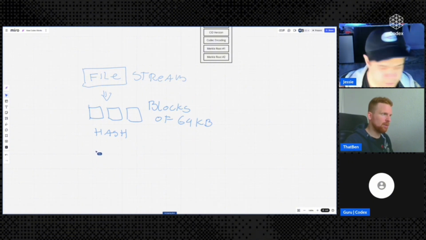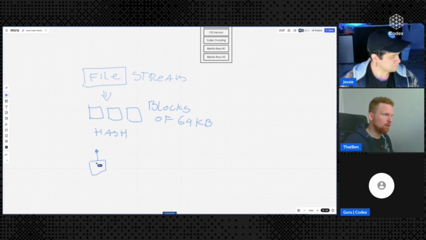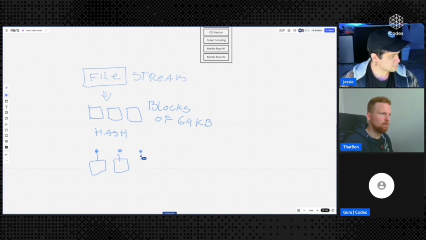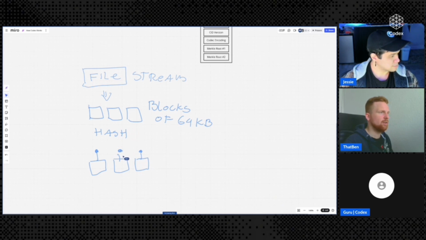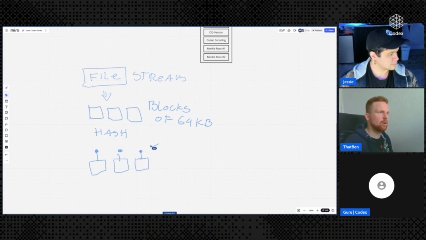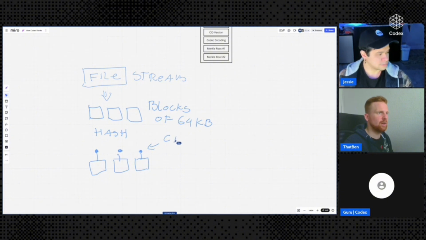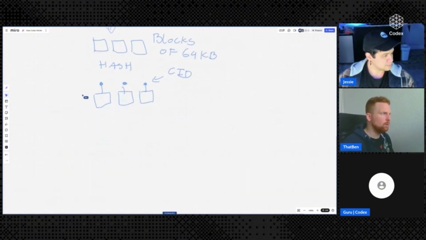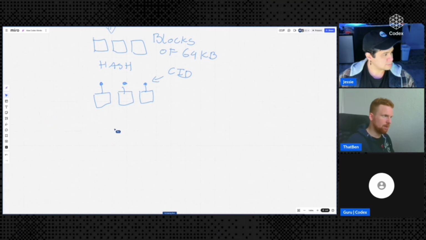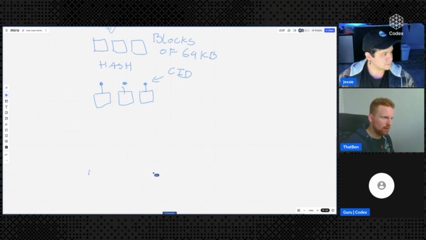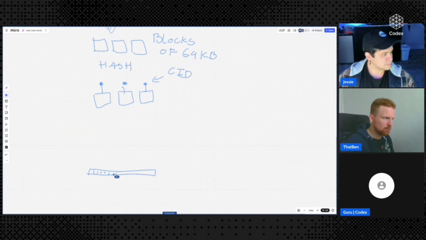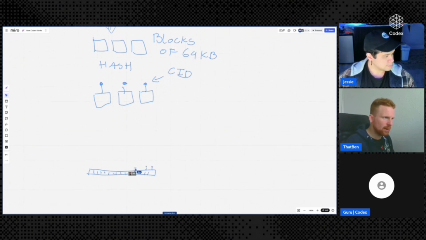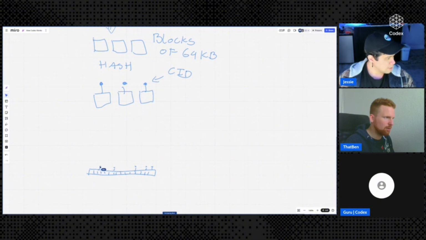So I'll represent that as a little point with the block. Each block has a little point. And each hash identifies the content of the block. So we call these content identifiers. Now, after the whole file has been uploaded, you have a whole bunch of little blocks here, and they each have a little identifier associated with them. They all have a little CID.